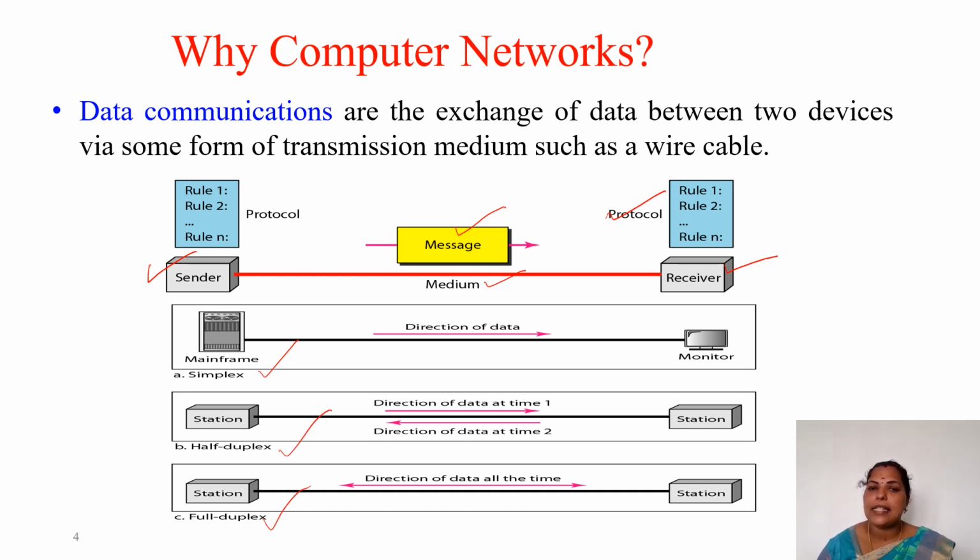Simplex communication means the direction of data is only one way. That is, I can either only send the message or only receive the message. Any one way only is possible. It is like a one-way path, because we can only send or only receive, not both.